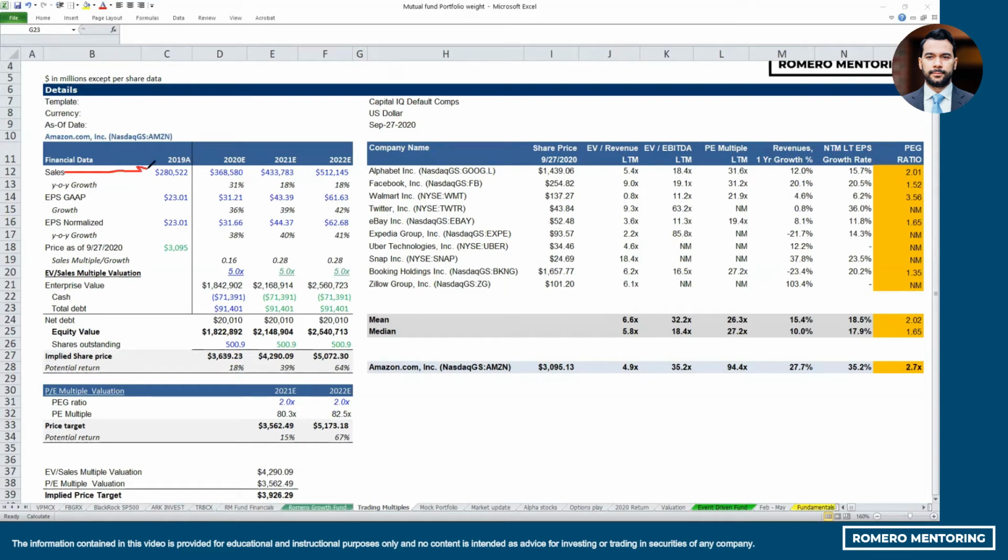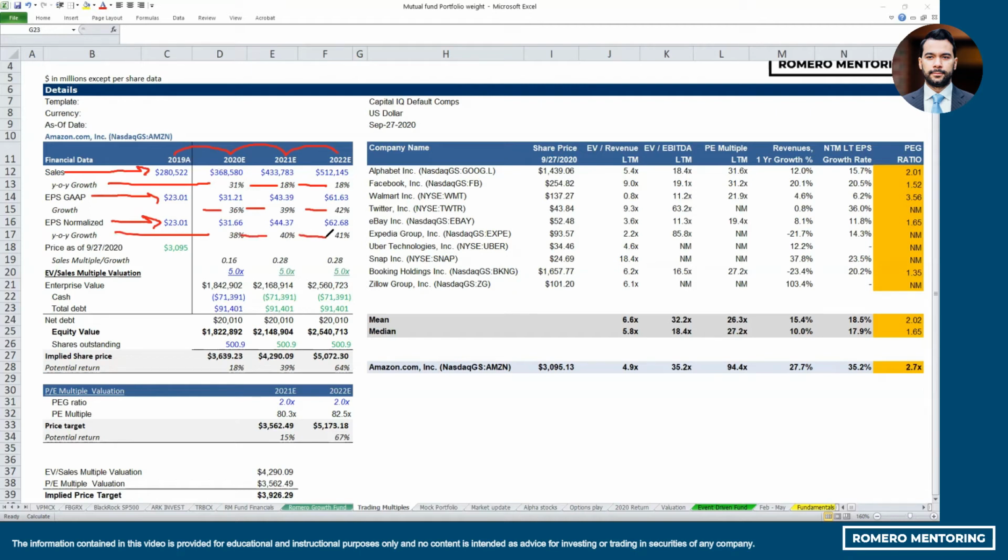Here's revenues. Look at the growth rate from 2019 to 2020, then 21, then 22. Here it is: 31% for 2020, 18% for 2021, and again 18% for 2022. So top line revenue growth for a company the size of Amazon is strong. This is still a growth story. Look at the earnings per share number, EPS on a GAAP basis, growing at 36%, 39%, then 42%. On a normalized basis, 38%, 40%, and 41%.